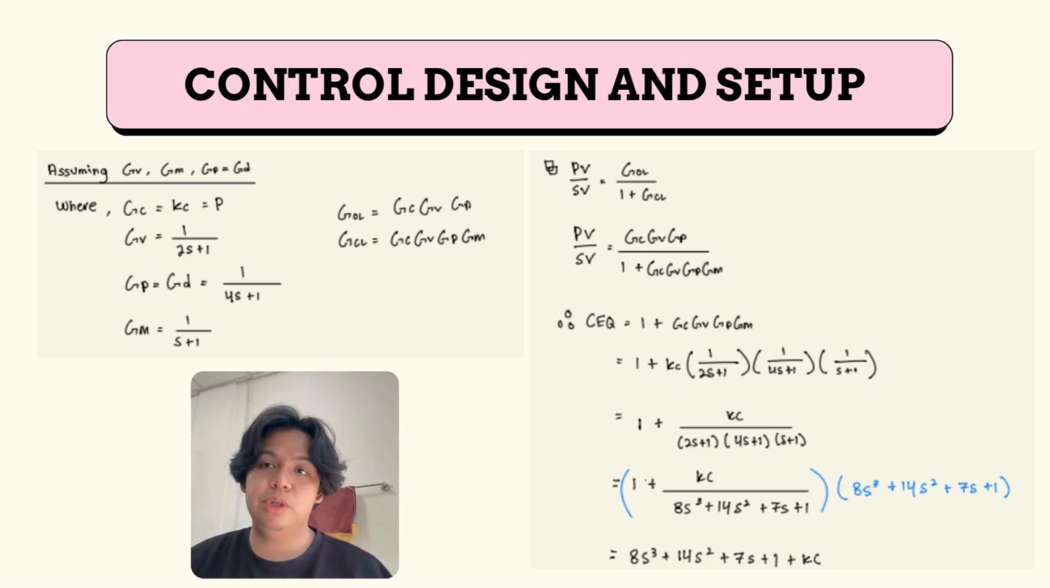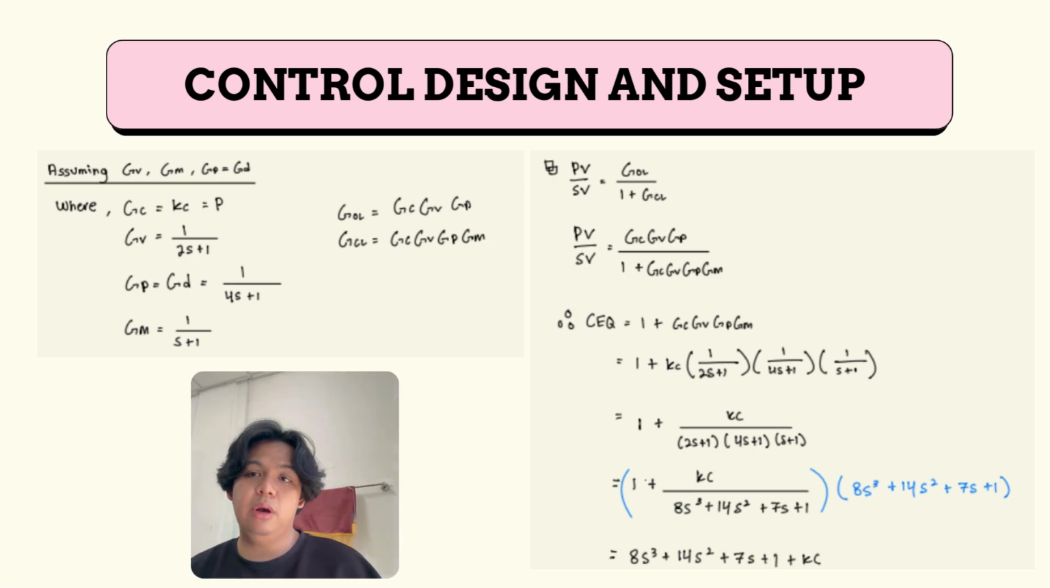On this slide, I'm showing how I derived the characteristic equation of the closed-loop control system based on the open-loop transfer function. First, I assume the controller is proportional only, so Gc equals Kc, and the valve dynamics are Gv, which is 1/(2s+1). The next one is the process and disturbance dynamic, where Gp equals Gd equals 1/(4s+1). The measurement or sensor dynamic is Gm, which is 1/(s+1).